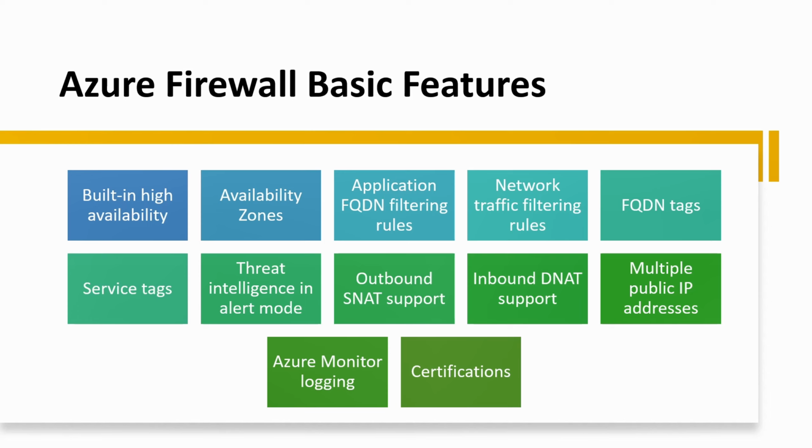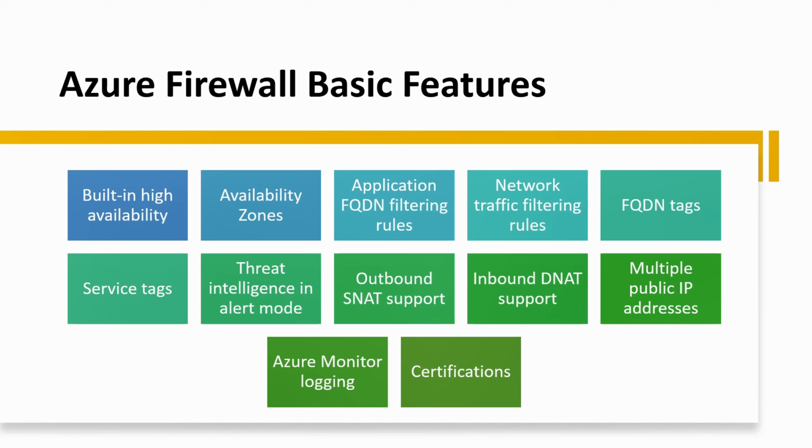Another feature is threat intelligence. We have already discussed this during the rule section. Just to summarize, you can enable threat intelligence based filtering on Azure Firewall Basic to alert if the traffic is coming from known malicious IP addresses or domains. And these IP addresses and domains are provided by the Microsoft Threat Intelligence feed. We have already discussed network address translation also.